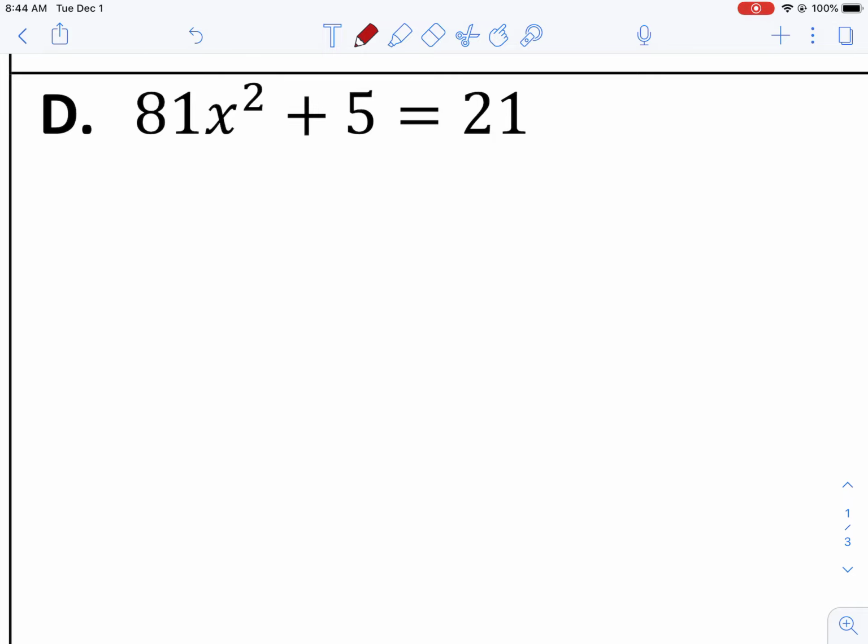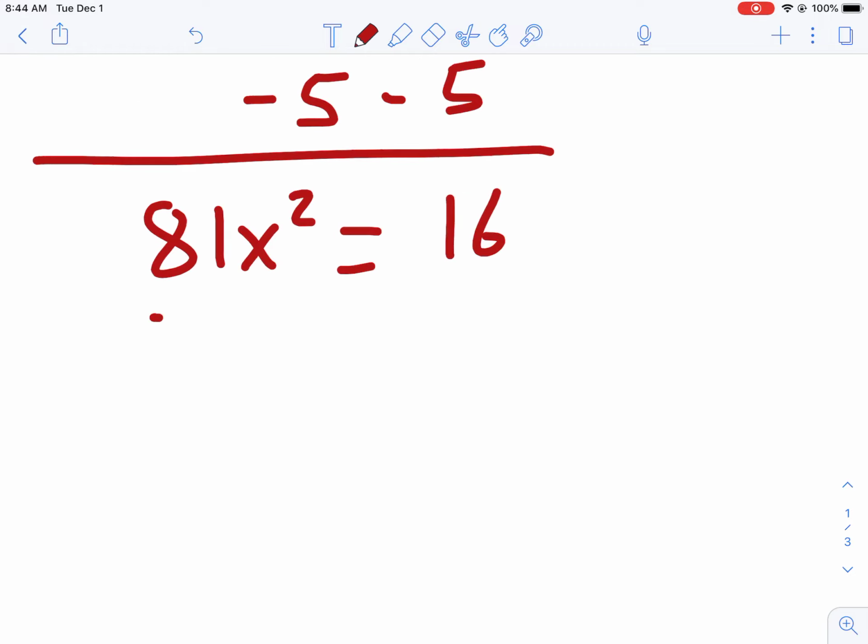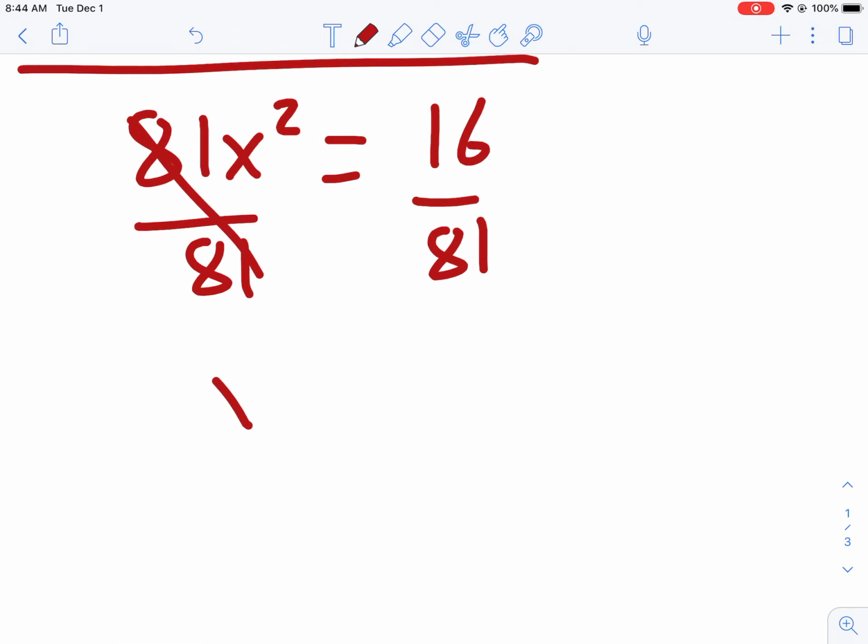Again, we need to solve for x squared, so let's start doing that. So we're going to subtract 5 on both sides. So we got 81x squared equals 16. Now we can divide by 81. So we got x squared equals 16 over 81. Now, this is a weird fraction. Could I simplify this fraction?